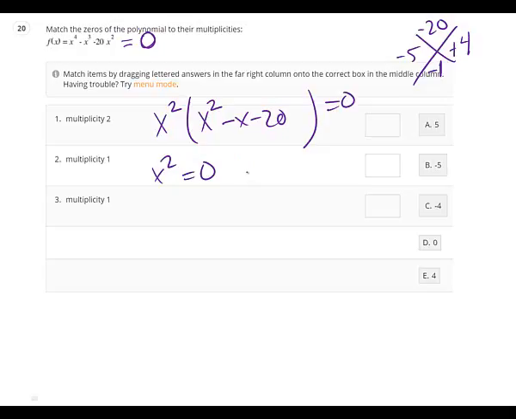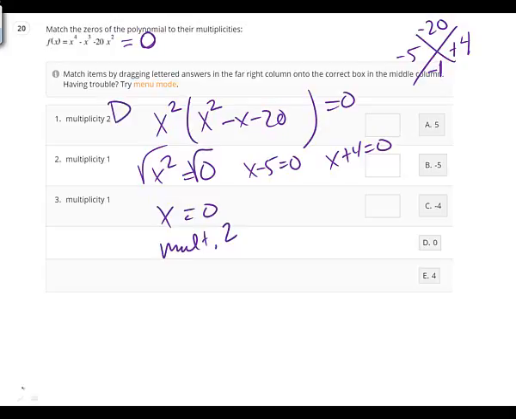I'm going to go right to zero product property. X squared equals 0. X minus 5 equals 0. X plus 4 equals 0. What are we going to do to undo the squared? Square root. So x equals 0 has multiplicity what? 2. So the multiplicity 2 would have been choice D.